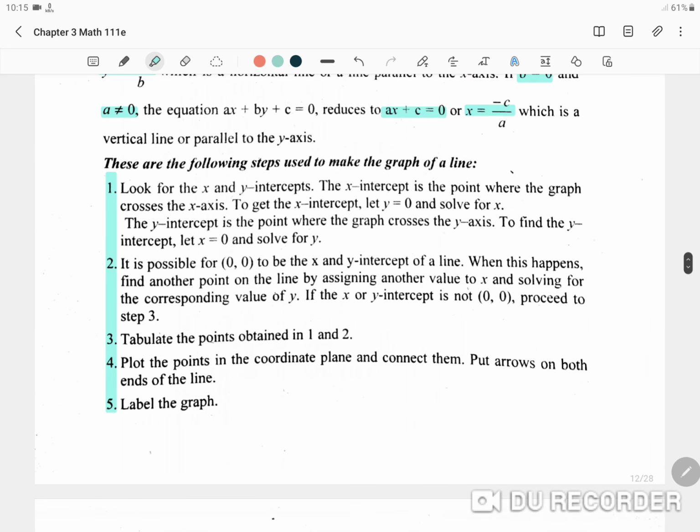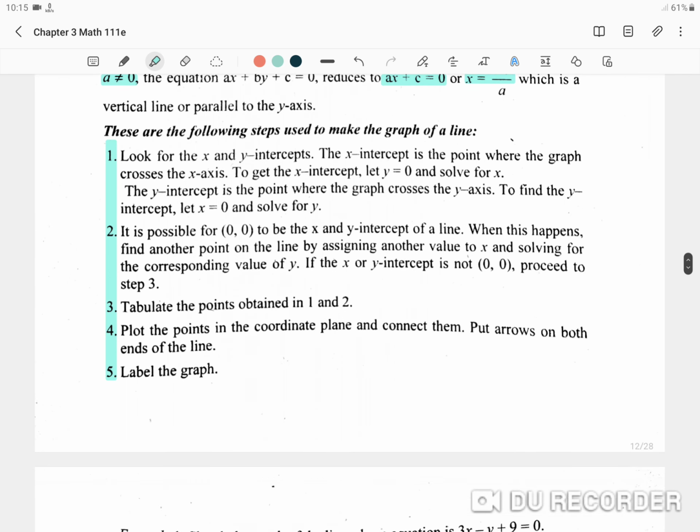So, first step, we need to look for the x and y intercepts. The x-intercept is basically the point kung saan yung line natin crosses the x-axis. To get the x-intercept, we basically let y be equal to 0 and we simply need to solve for the value of x, and it also applies for the y-intercept. Same process yung gagawin natin, but instead of letting y be equal to 0, that will be x equal to 0 because we are looking for our y.